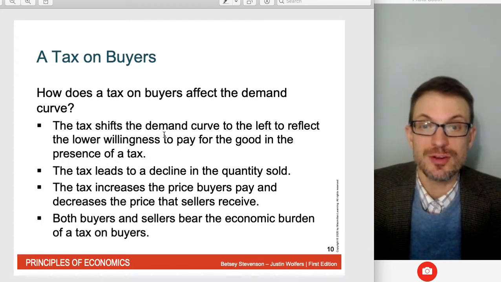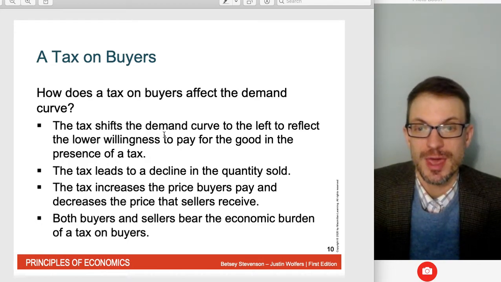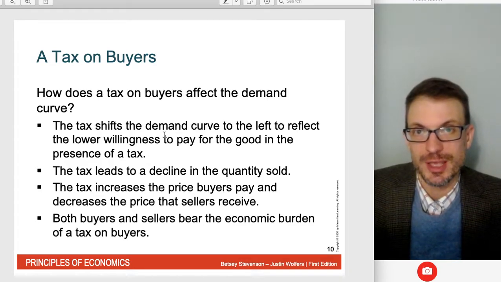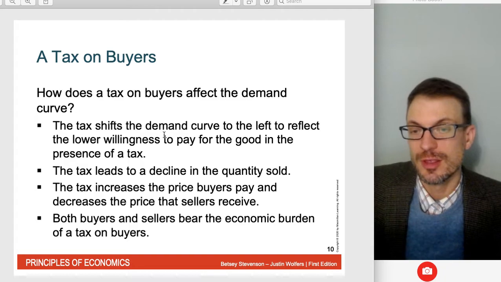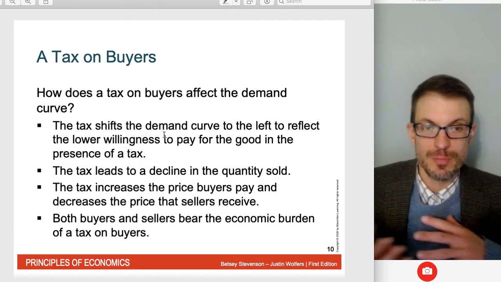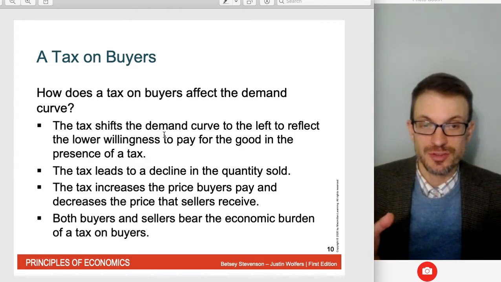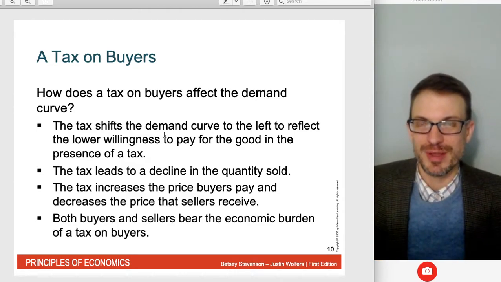Tax shifts the demand curve to the left to reflect the lower willingness to pay for the good in the presence of the tax, because you're buying less good because some of the money coming out of your pocket is going to tax. You're buying the good and tax. It's like you're buying two things. You're buying whatever you meant to be buying, plus you're buying this other thing, tax, which is just money that's going to evaporate and go to the government, right?